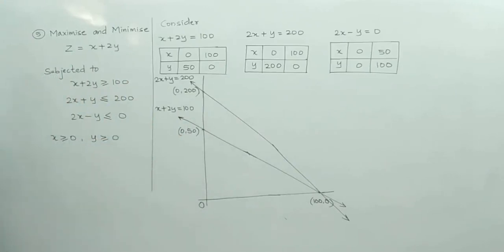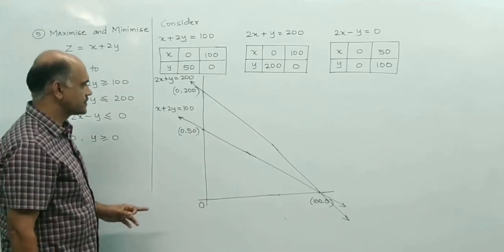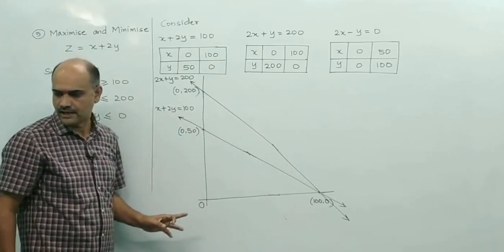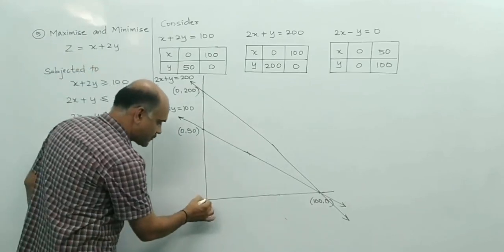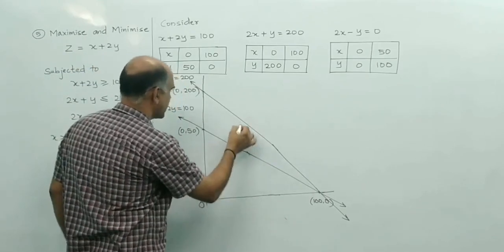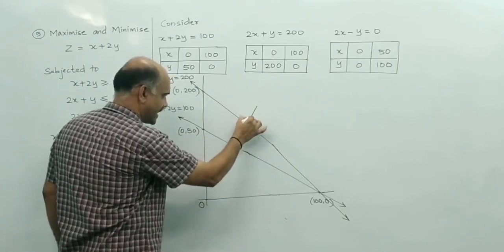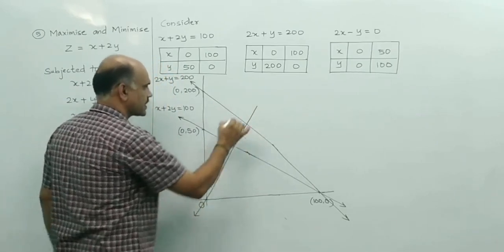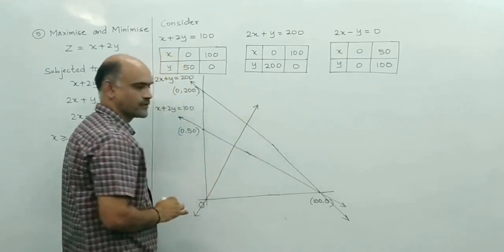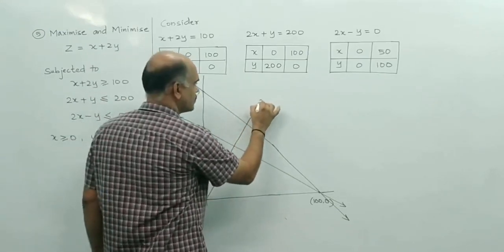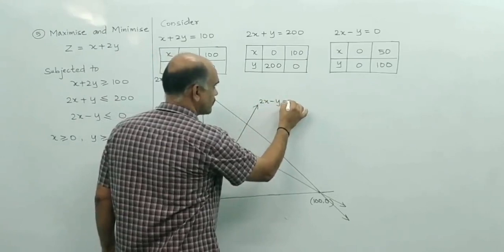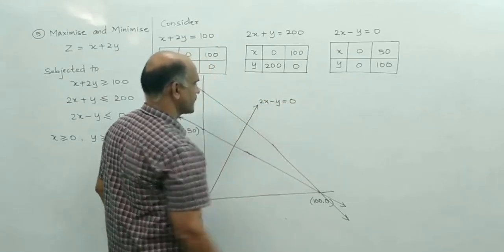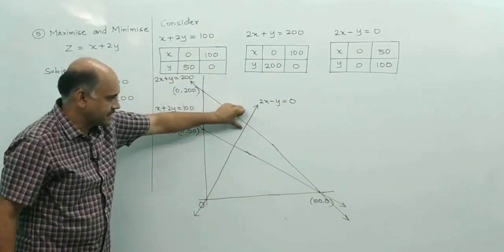Third, if I take 0, 0, then another point is 50, 100. So 0, 0 is the origin, and 50, 100 is somewhere here. So you will get a line passing through the origin. The third line you will get in this form. This is 2x minus y is equal to 0.